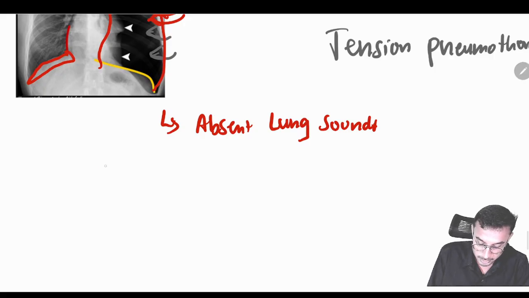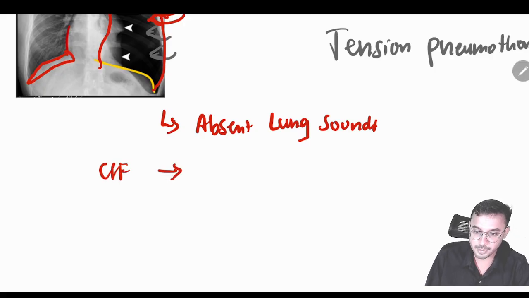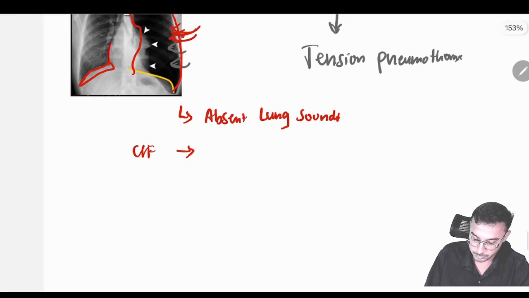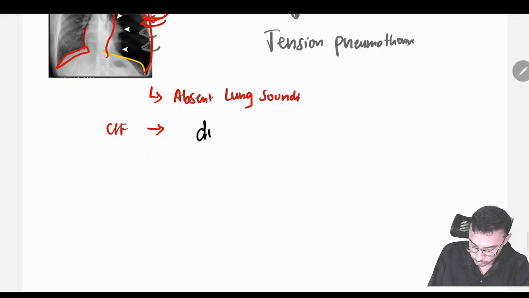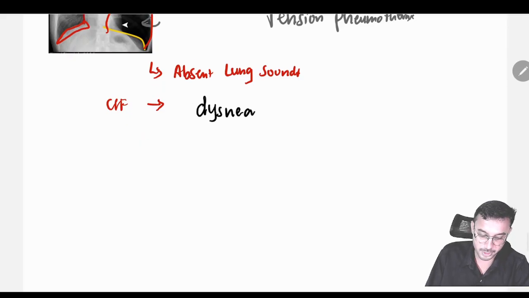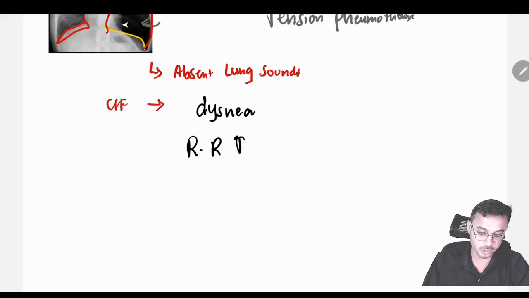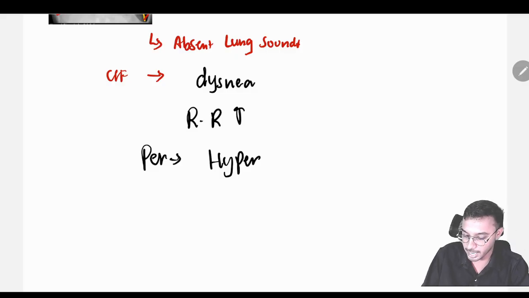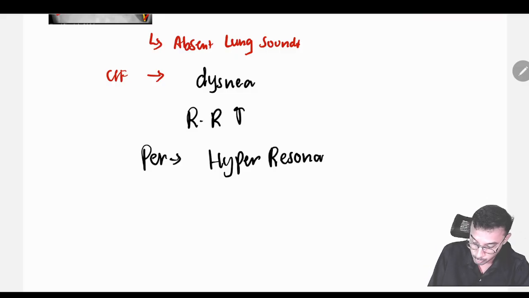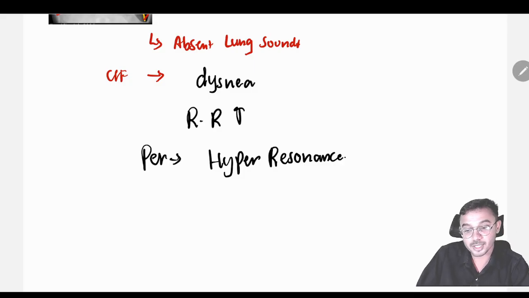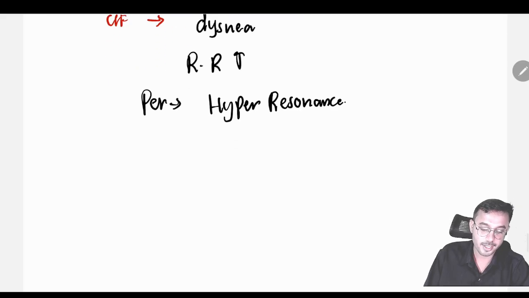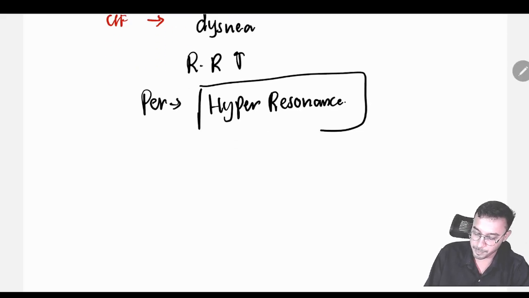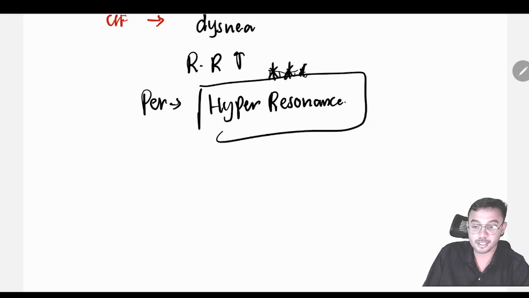And what are all the clinical features? Same like dyspnea, difficulty in breathing, and respiratory rate will get increased. The patient will be using accessory muscles for respiration. On percussion, you will get hyper resonance. Why? More air is present. So that's why hyper resonance. Stony dull is pleural effusion, hyper resonance is pneumothorax. Right? So these are all key points, very important. Hyper resonance and absent breath sounds are seen in pneumothorax.